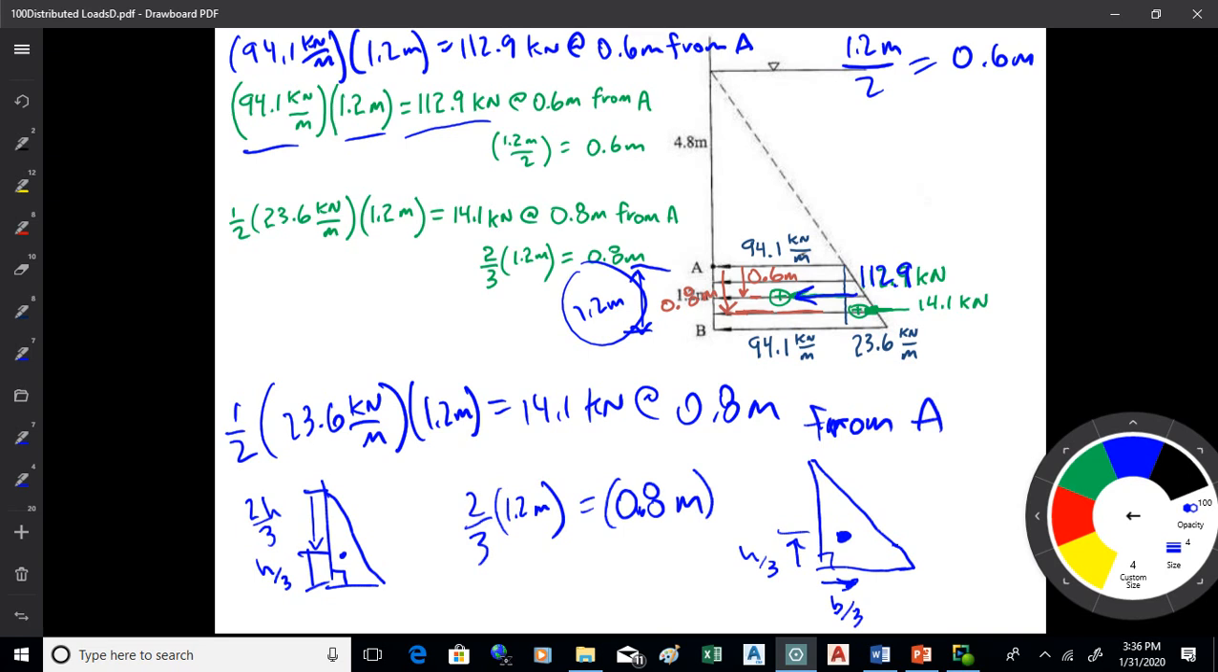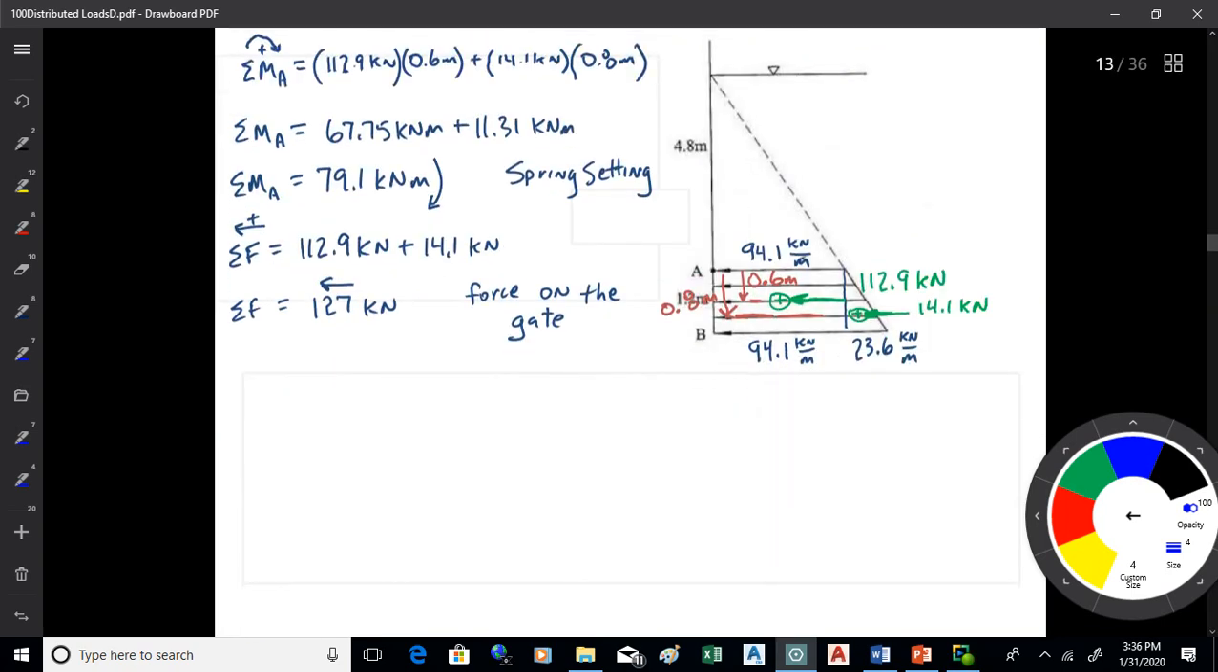All right, we're good? So now to design this, what we want to know is, what's the net force on the gate? Well, the net force on the gate is the sum of the two forces. It's 112.9 plus 14.1, the force of the rectangle and the force of the triangle. So that comes out to be 127 kilonewtons. That's how hard the water pushes on that gate. So that's going to be part of your design, is making the gate strong enough to withstand that.